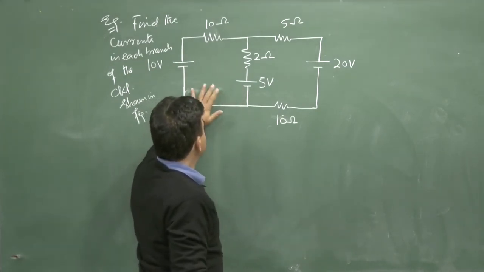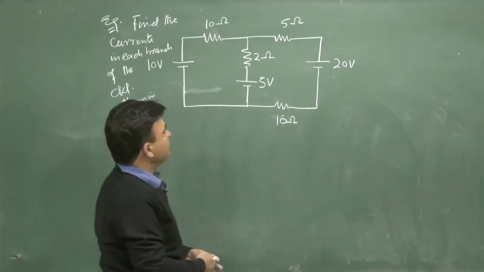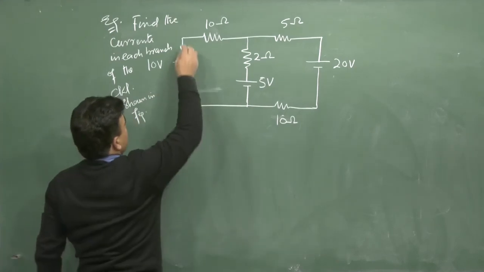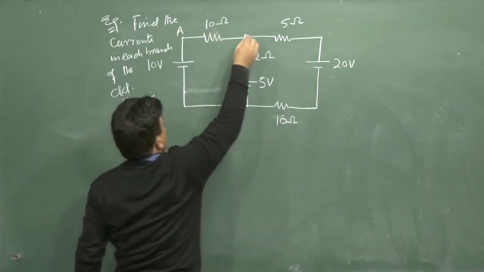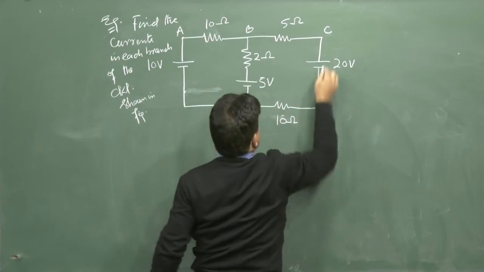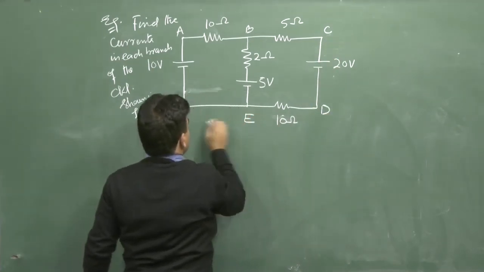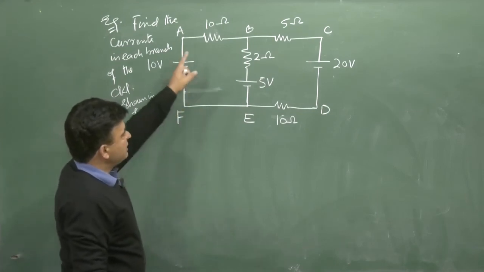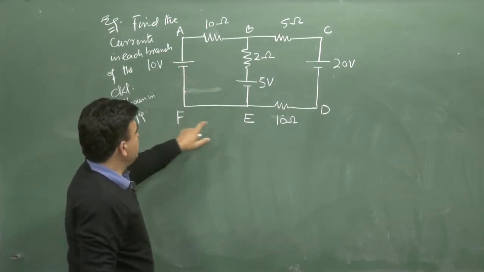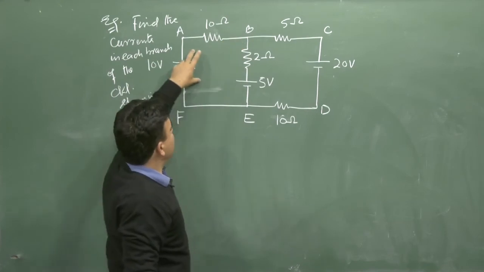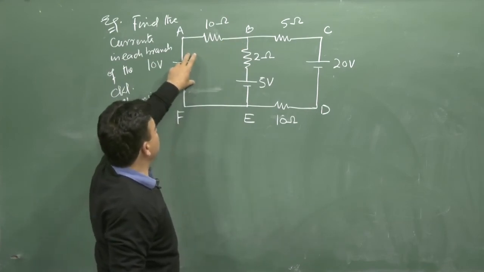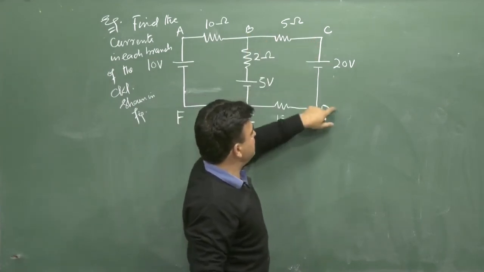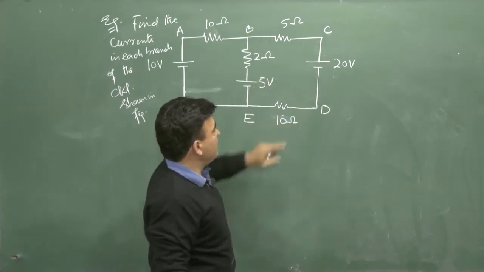But before going to that, first of all, you can name this circuit like this: A, B, C, D, E, F. While naming it like this, we have the branch E, F, A, B, in which we are interested to find the current. In the branch B, we have to get the current. In the branch B, C, D, E, we have to get the value of current.